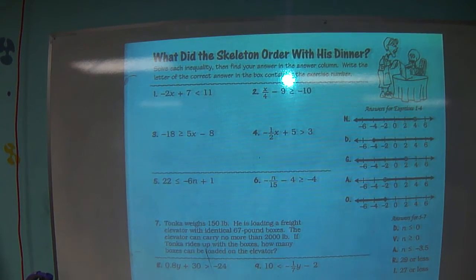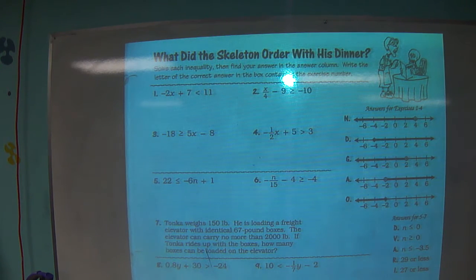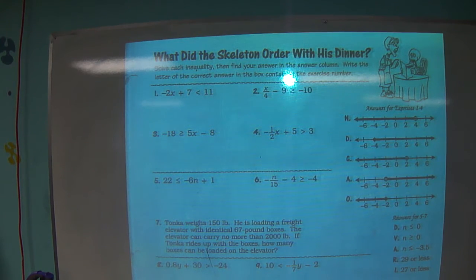All right, we're talking about inequalities, and this one is, what did the skeleton order with his dinner? Yum. Okay.